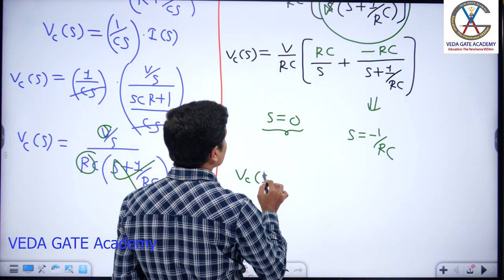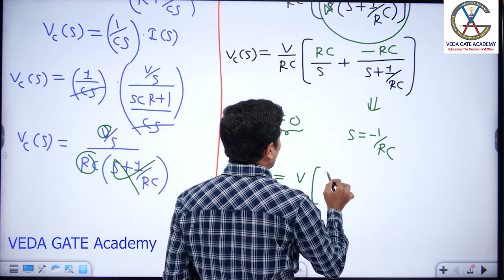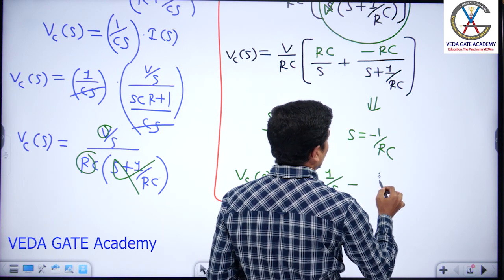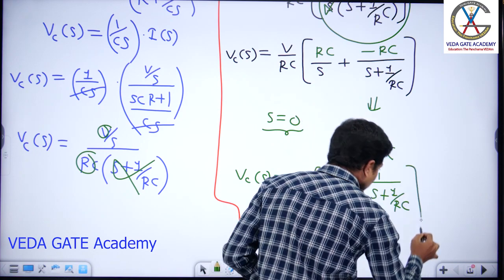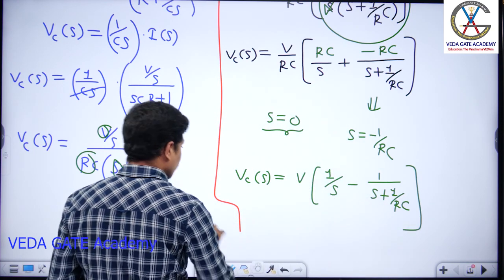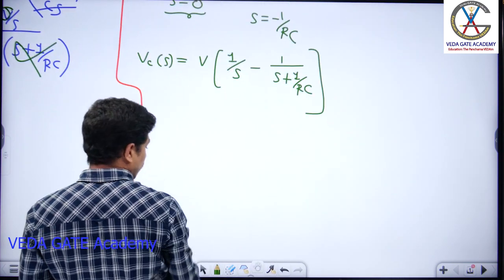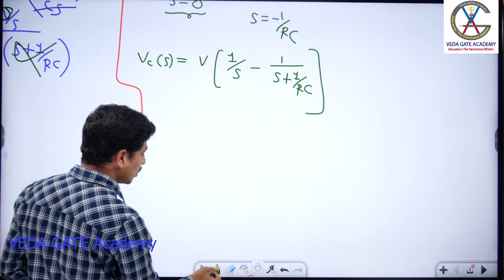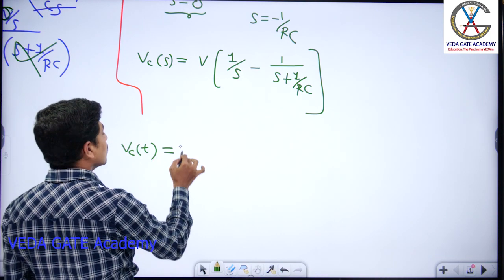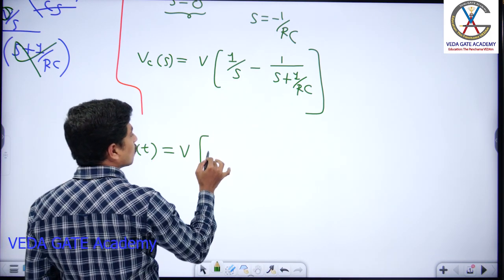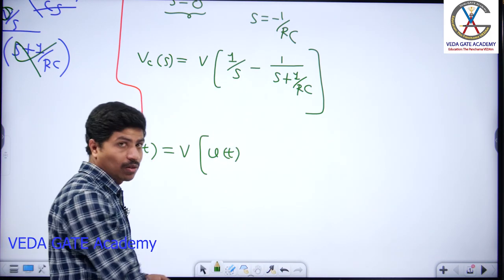So Vc of S is equal to V into (1 by S minus 1 by (S plus 1 by RC)). Observe it, we got Vc of S. From this we are going to get Vc of t. Vc of t is equal to V times the inverse Laplace of 1 by S, which is u of t.